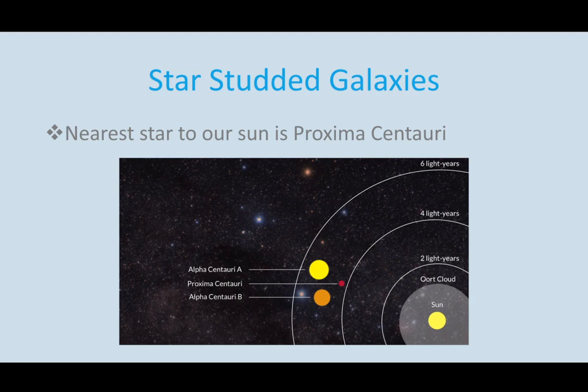The next nearest star to our sun, so again, remember the galaxy is a swarm of stars, is Proxima Centauri. And you can see on the graphic, it's just over 4 light years away from our sun.